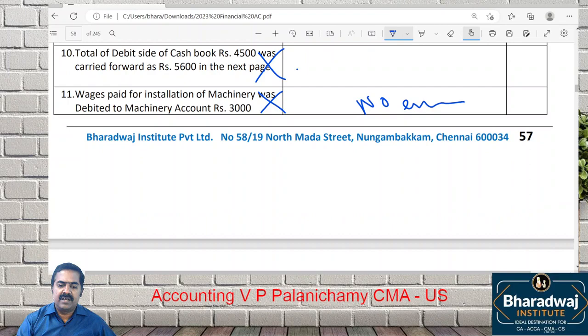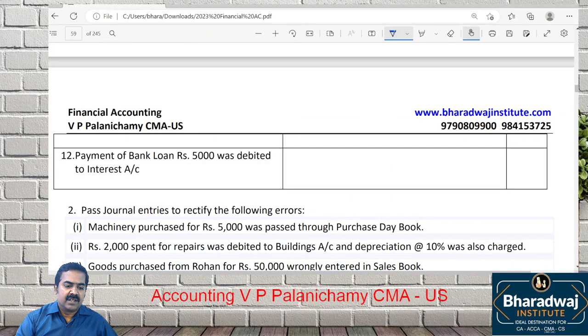Point number 12, we repaid loan. We repaid which one? Loan. But debited to which account? Interest account. Repayment of loan was debited to which account? Interest account. Which means interest is an expense, which is wrongly recorded.